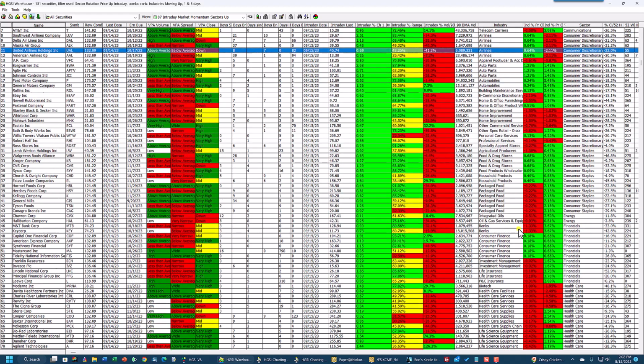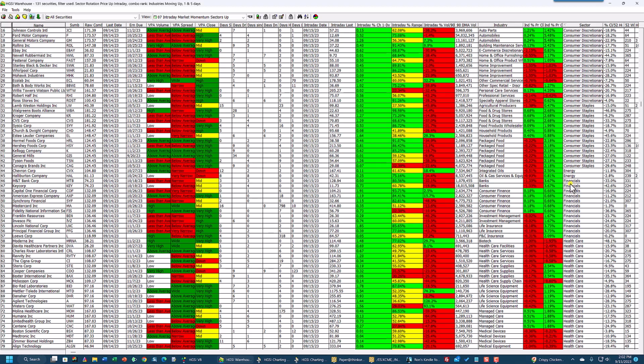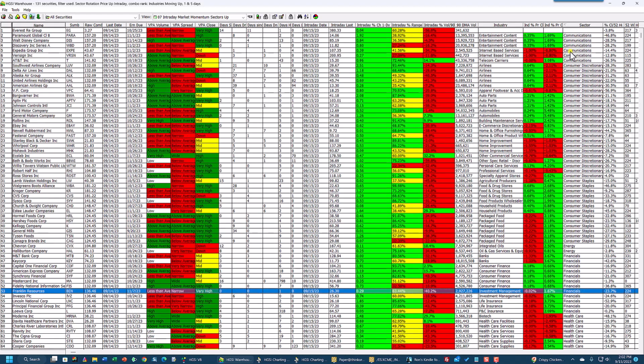So I can easily see within the financials, for example, which of the industry groups are up today, and consumer finance is up while banks are down. Investment management is down slightly, but it's just real easy to see which groups are up today and which stocks from these sectors are up.